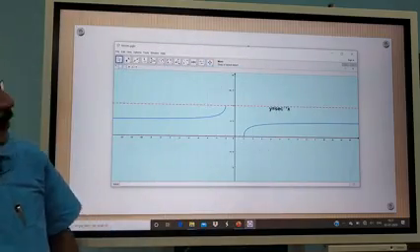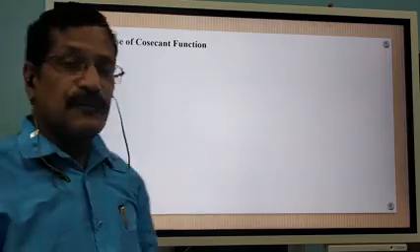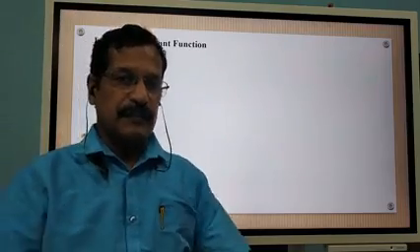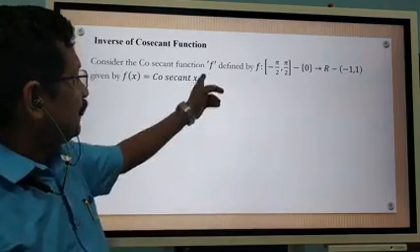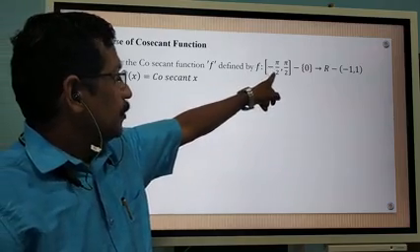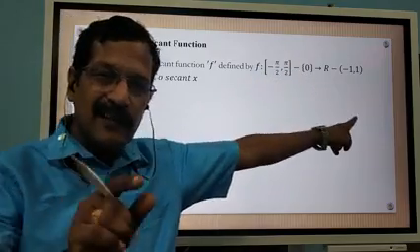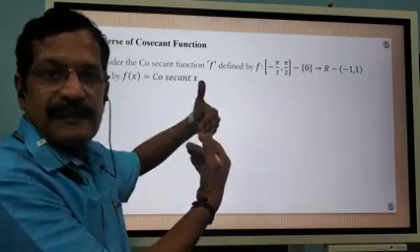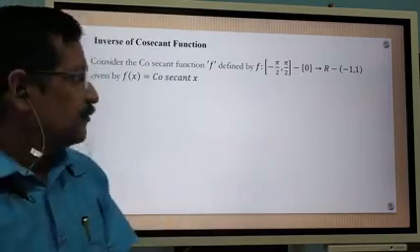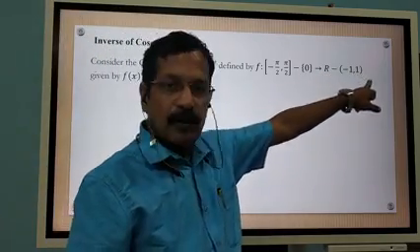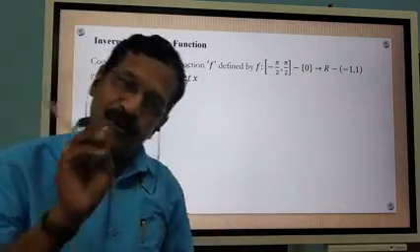Now, let us move to inverse of cosecant function, cosec function. Consider the cosecant function f defined by f from the closed interval minus pi by 2 to pi by 2, minus singleton 0. This also we have the restricted domain. How we are restricted, that I will show you in the graph. To R minus open interval minus 1, 1, given by f of x equal to cosecant x or cosec x.